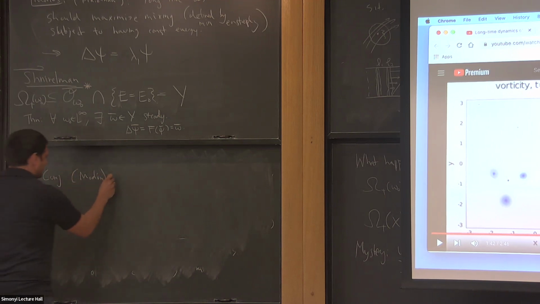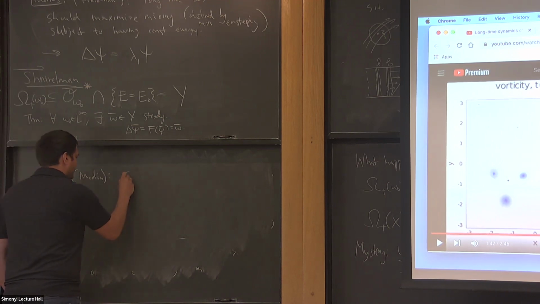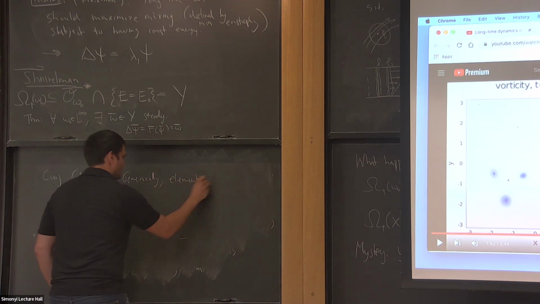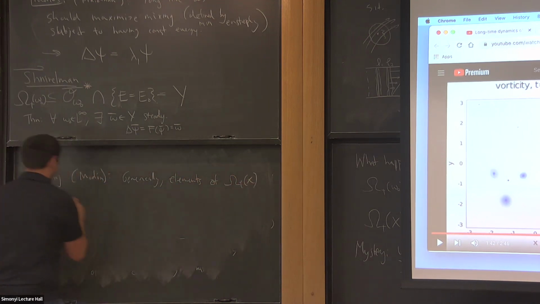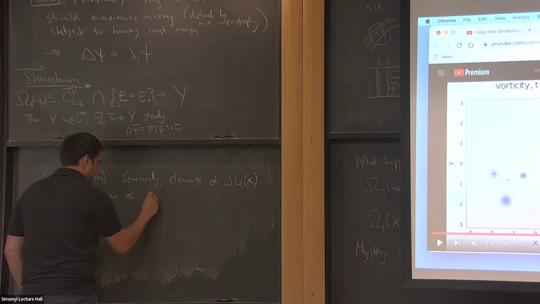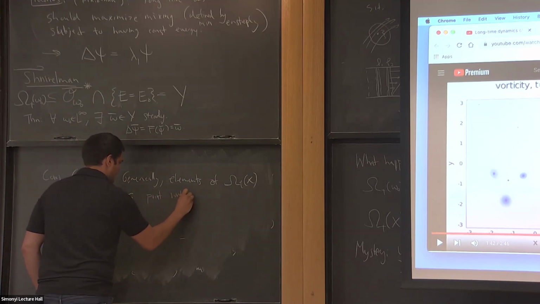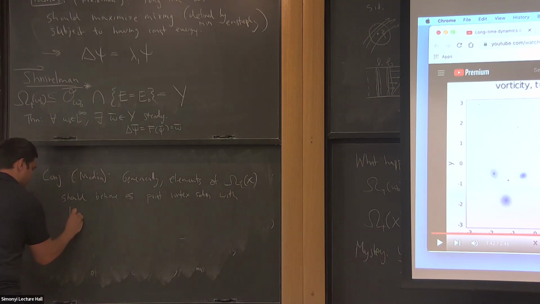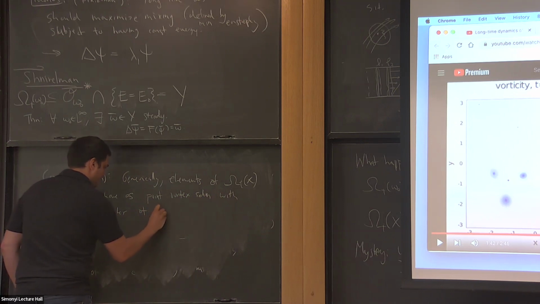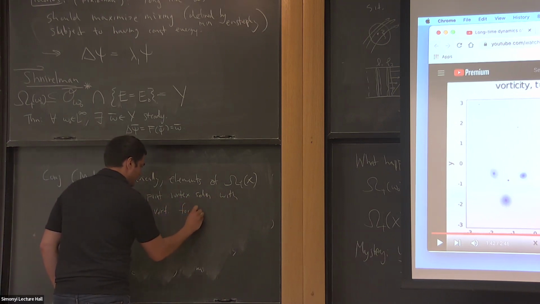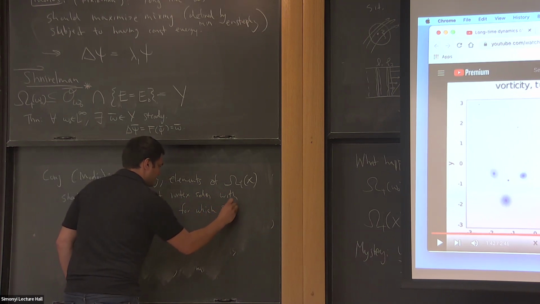And I'm going to show you some videos. So Klaas Moden says that generically, elements of this omega limit set should behave as point vortex solutions with the largest number of vortices for which the system is generally integrable.